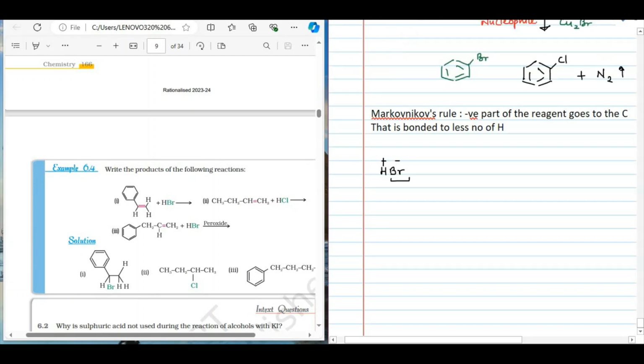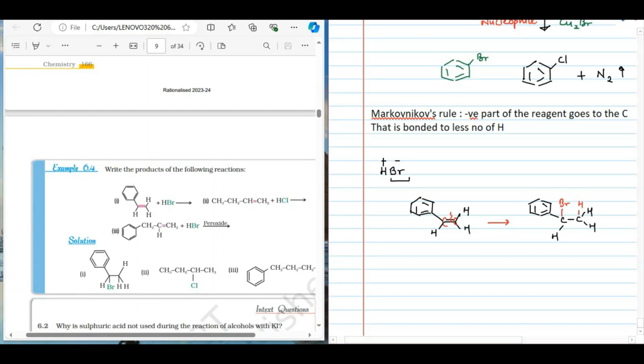So let's draw the structure first. Here there is benzene ring to which alternate single and double bonds are there, and this is alkene to which hydrogen, and here also hydrogen is bonded, and here also hydrogen is bonded. So double bond is present between these two carbons, and among them which one is bonded to less number of hydrogen? So this carbon is bonded to less number of. One of the bond of double bond will break, and as a result of it, your negative part of the reagent, which is the Br negative ion, will get attached to the carbon which is bonded to less number of hydrogen. So Br will get attached to this carbon. So here Br will get attached and H will get attached to the another carbon. So this will be the product of your reaction.